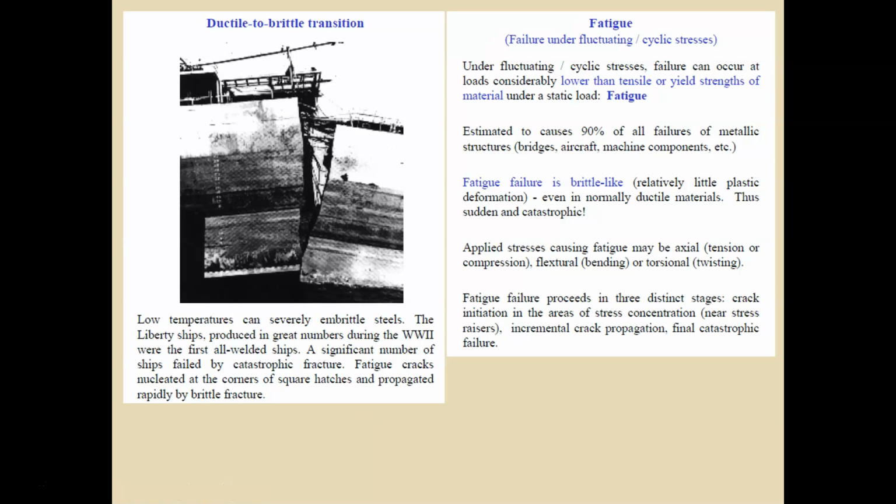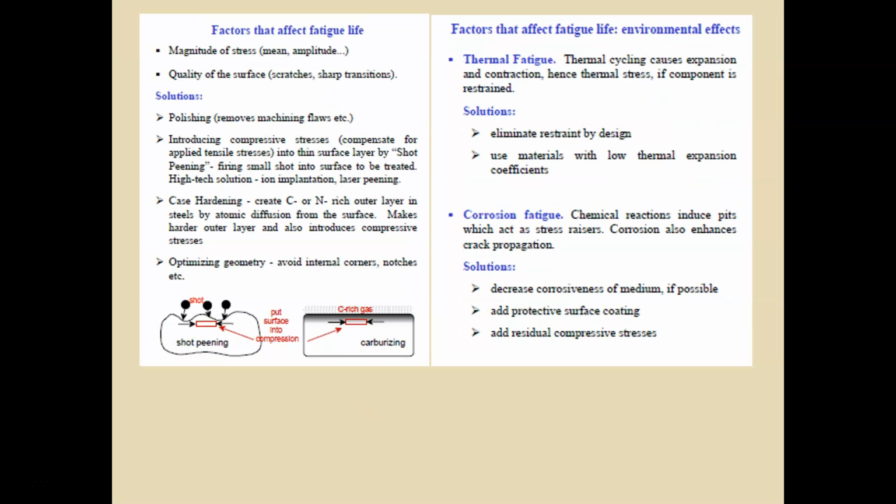Fatigue is a material's failure under fluctuating and/or recurring stresses. Fatigue failure can occur much lower than the material's tensile or yield strength under a static load because of the repeating loading and unloading of the applied stress, estimated to cause 90% of all metallic failures. Factors that affect the fatigue life: the magnitude, how heavy is the stress, the mean, the amplitude, the quality of the surface. Is there scratches? Is there a sharp transition?